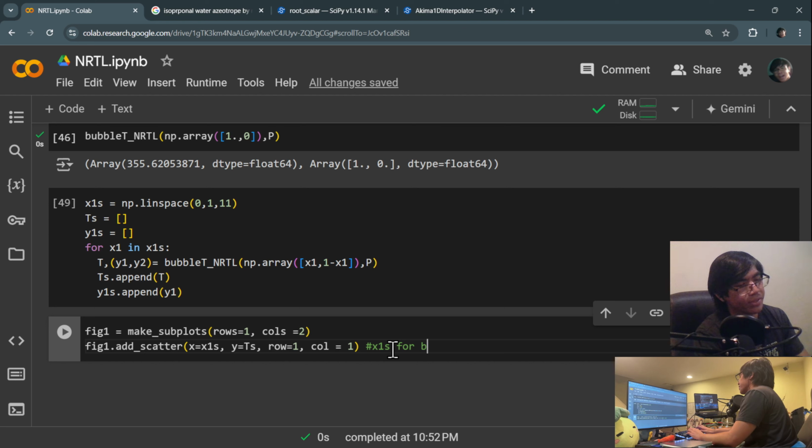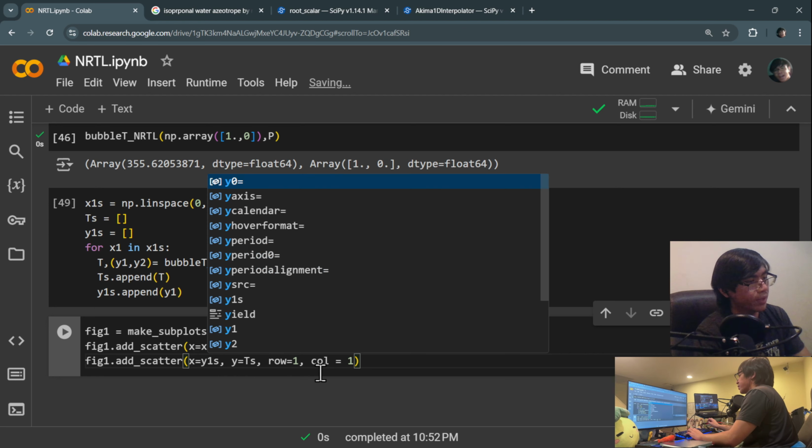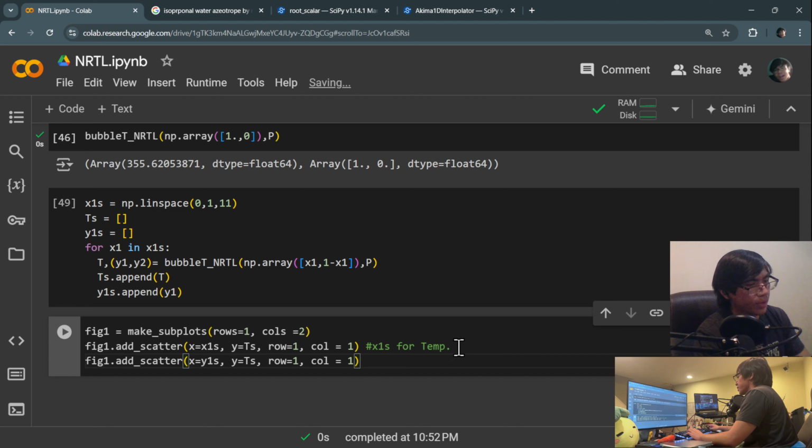I mean, technically it's constant pressure. I'll just say it's for temperature. How about that? For temp. And then we do the exact same thing, but now we also put our y1s for the second line. And this is our y1s for temperature.